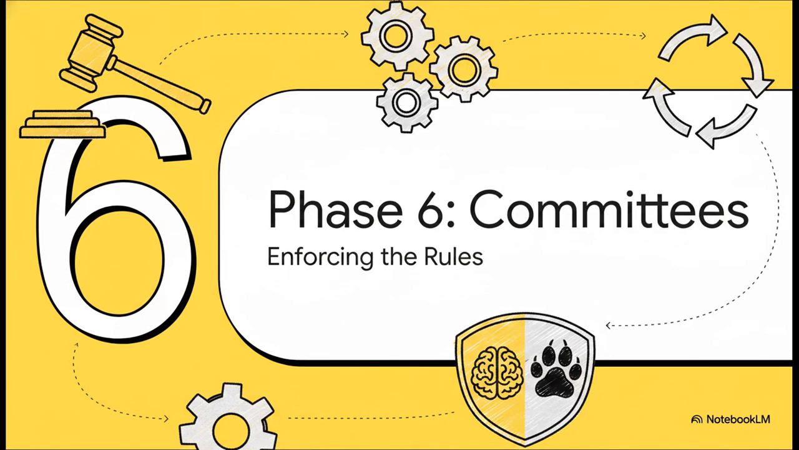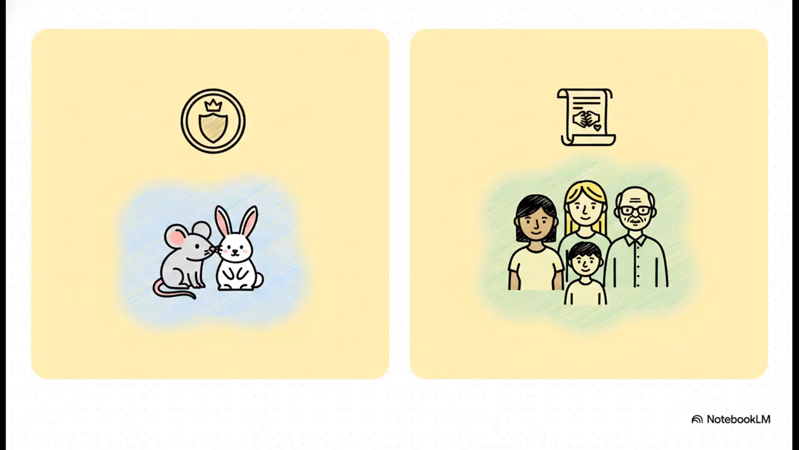And finally, Phase 6, ethics committees. We know the rules, but who's actually enforcing them? You can't just start a study because you feel like it. You need formal approval before you even begin. There are two major gatekeepers you need to know about. First, the IAEC, or the Institutional Animal Ethics Committee. They oversee any research involving animals to guarantee humane treatment.